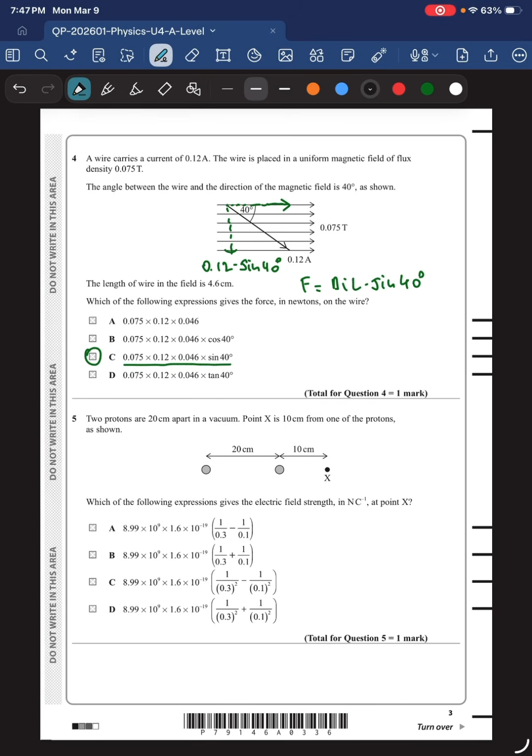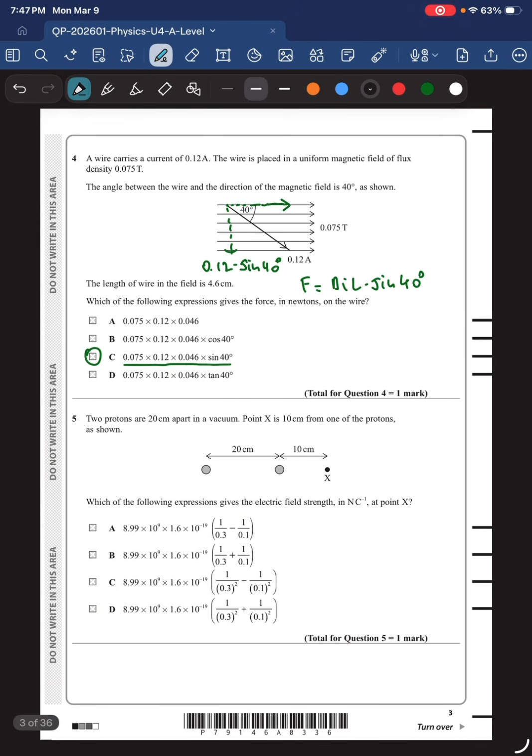Two protons are 20 centimeters apart in a vacuum. Point X is 10 centimeters from one of the protons as shown. Which of the following expressions gives the electric field strength in newtons per coulomb at point X? Okay, so I'm going to show you the solution, but I'm going to show you a trick as well. Actually, let's start with the trick.